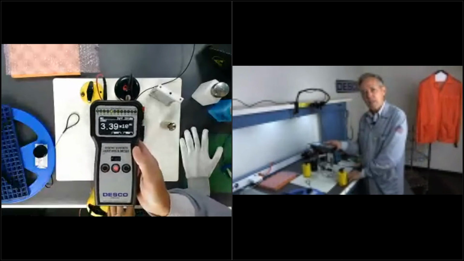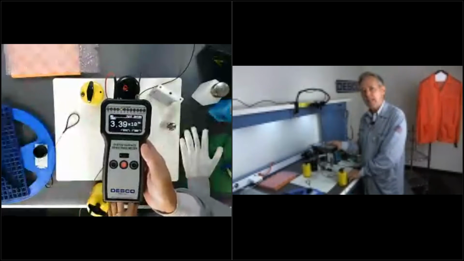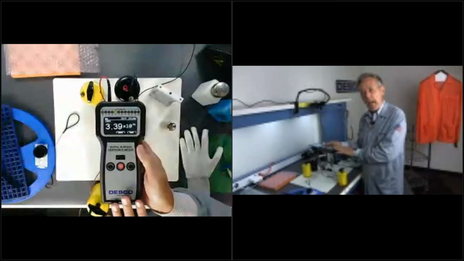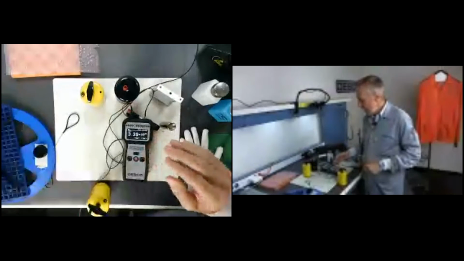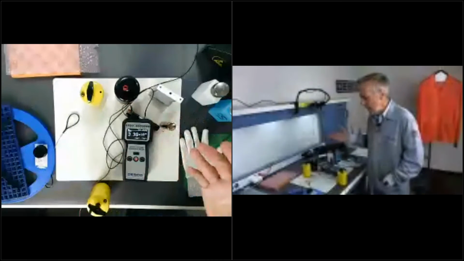Now the requirement for resistance to ground of an ESD work surface is less than 1 times 10 to the 9th. So this material is well within spec. What I want to show you is RTT. Let's say this measurement failed. Let's say it was 1 times 10 to the 11th and it was out of spec.